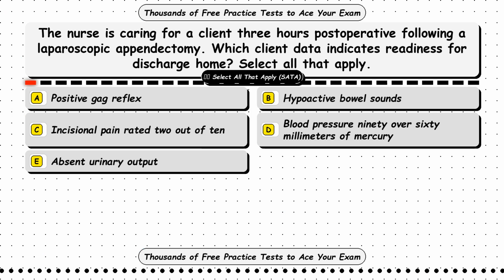Question 26. The nurse is caring for a client 3 hours postoperative following a laparoscopic appendectomy. Which client data indicates readiness for discharge home? Select all that apply. Option A: positive gag reflex. Option B: hypoactive bowel sounds. Option C: incisional pain rated 2 out of 10. Option D: blood pressure 90/60 mm of mercury. Option E: absent urinary output.